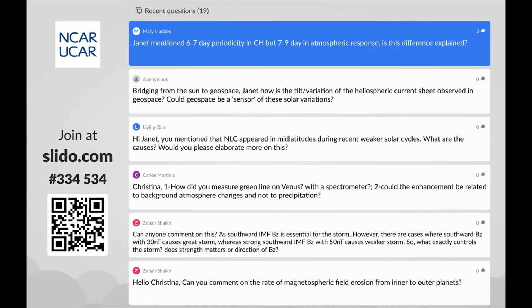Okay, thank you. Janet mentioned 6 to 7 day periodicity in coronal holes, about 7 to 9 day in atmospheric response. And so I was curious about this difference.